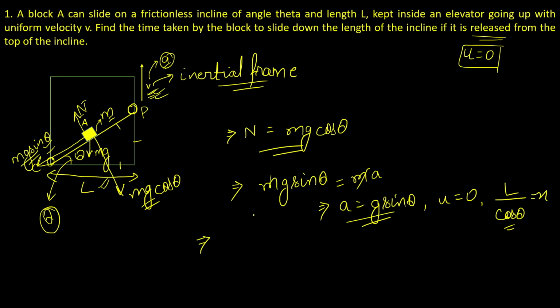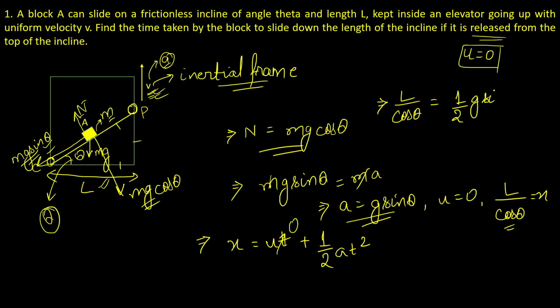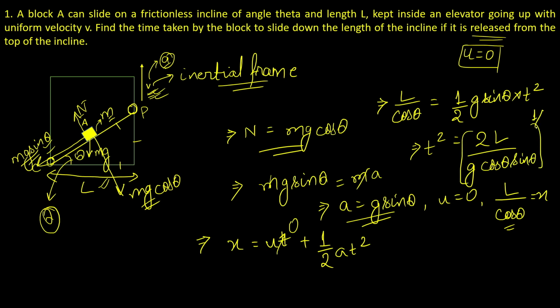Now we need to find the time. For time, let us take x is equal to ut plus half at square, that is the second equation of motion. So x is L upon cos theta, equal to u, which is 0, plus half a, where a is g sine theta, multiplied by t square. Okay, so t square is equal to 2L upon g cos theta sine theta, and t is equal to the square root of this, because I am taking the square root over here.